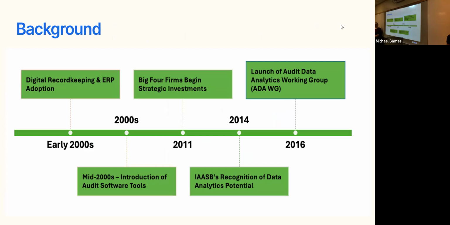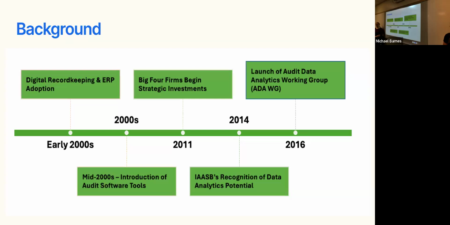In the early 2000s, companies started moving from paper to digital record keeping. This made it easier to keep track of the data. Around that time, they also started using ERP systems to manage things like accounting, payroll, and inventory. And in the mid-2000s, new audit software tools came in. These tools helped auditors work faster and check large amounts of data. One example is ACL, which could scan large sets of data to find errors and patterns. Another tool was IDEA, which helped with data extraction and testing.